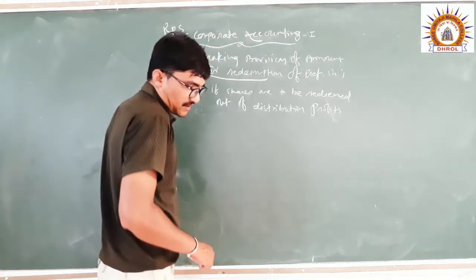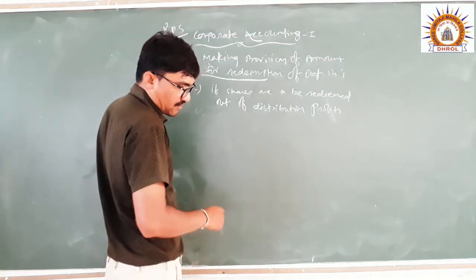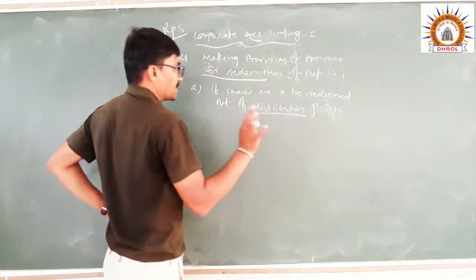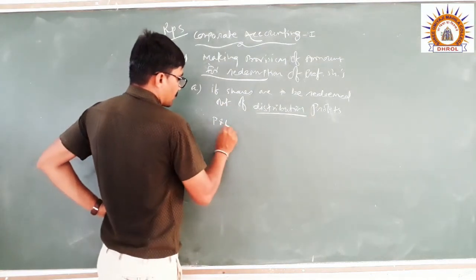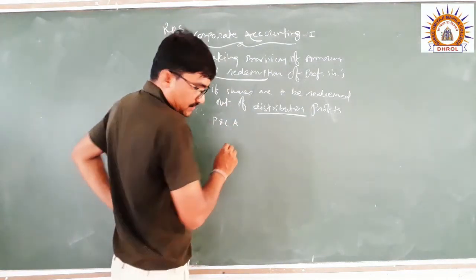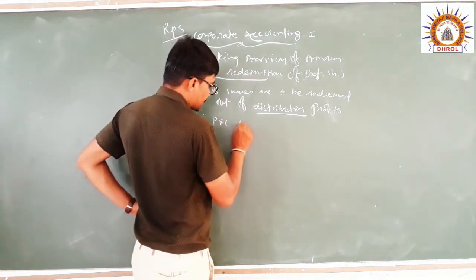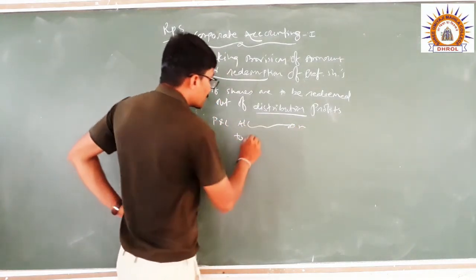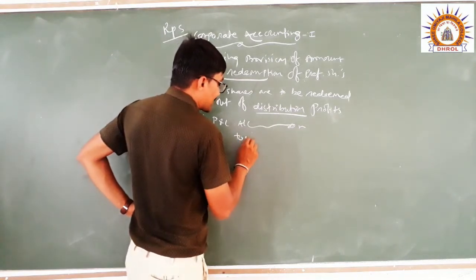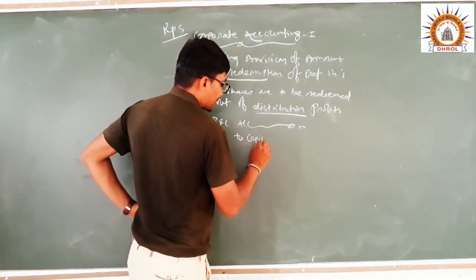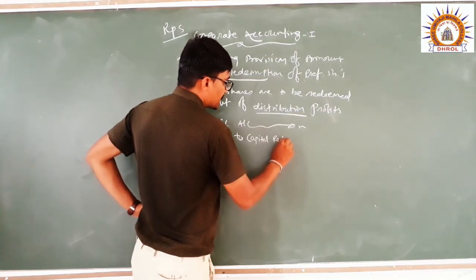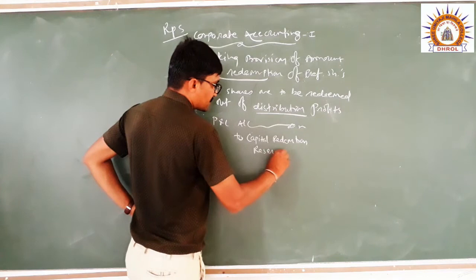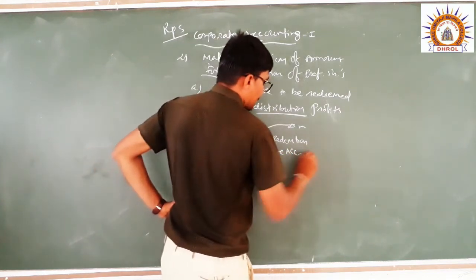So if the shares are to be redeemed out of distributable profits, that is, if payment is made from profit, the profit and loss account is always debited, and to which account is it credited here? To capital redemption reserve account credited, right?